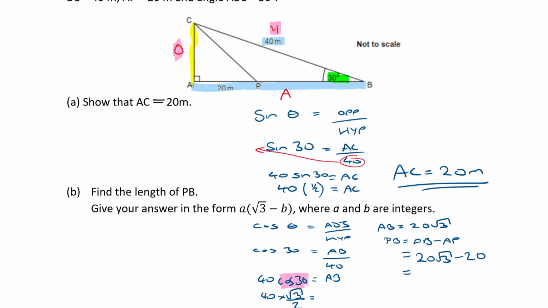Okay, so I've got 20 root 3 minus 20. Now notice you've got 20 in both of those, so that means I can factorize 20 out of that, can't I, and rewrite that as 20 lots of root 3 minus 1, which lo and behold is the form that we were asked for. We were asked to write in the form a lots of root 3 minus b. So I've got a must be 20 and b must be 1. So then I've got 20 lots of root 3 minus 1.